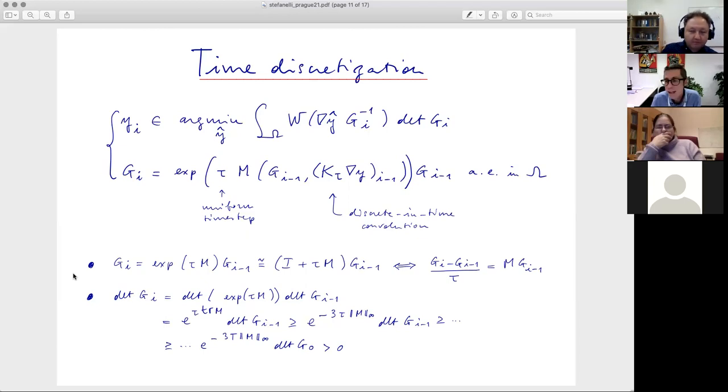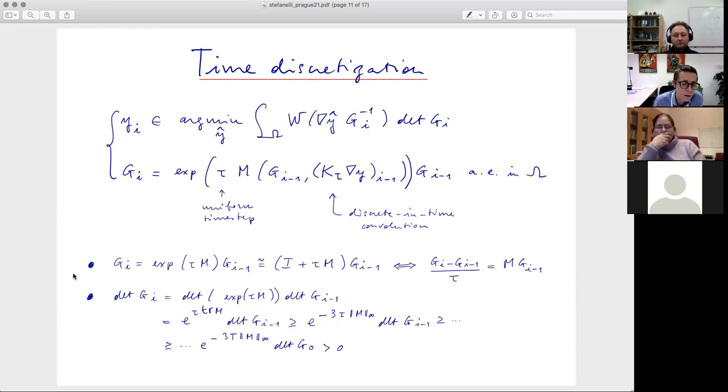So the way we like this scheme is that it's very practical when you have to compute determinants. The determinant of G_i is just the product of the determinant of this exponential matrix and G_{i-1}, by the linear rule. And then the determinant of the exponential is the exponential of the trace. But since M is bounded, the trace is bounded below.